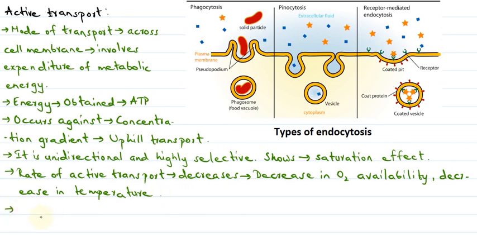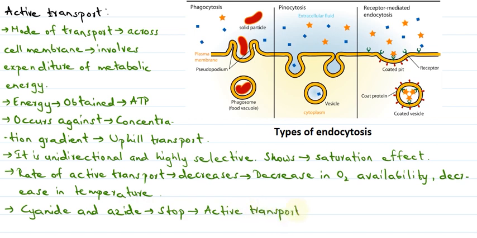Apart from that, there are metabolic inhibitors. The metabolic inhibitors like cyanide and azide, what do they do? They stop active transport. So this was about active transport.